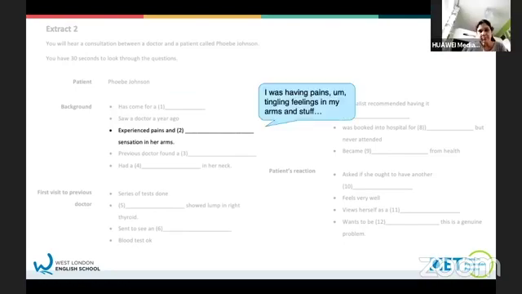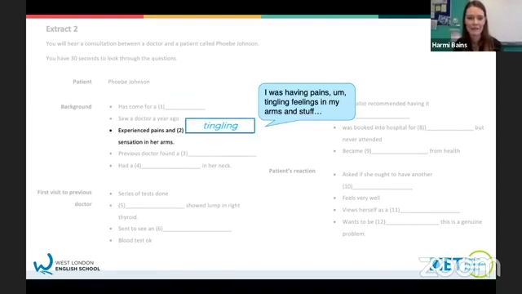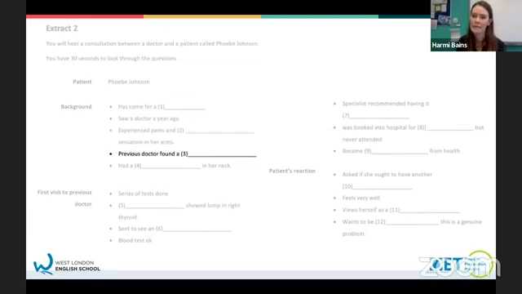Okay. With number 2, Raj, what was your answer? Tingling. Yeah, perfect. She said, I was having pains, tingling feelings in my arms and stuff. We can see that "and stuff" is an example of informal language.